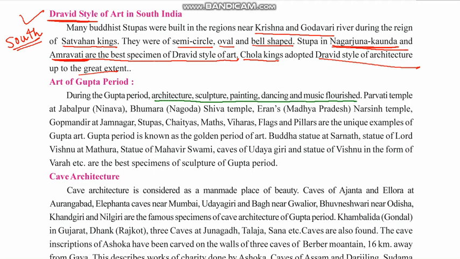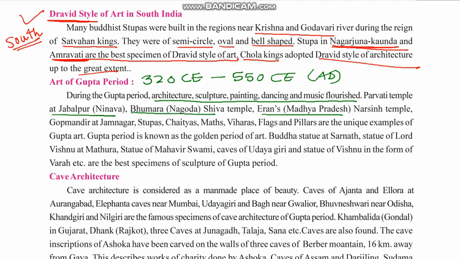The Gupta period is considered to be from 320 CE, that is Common Era, to 550 CE, in simple words AD. So this is the duration when the Gupta dynasty ruled India. Parvati temple at Jabalpur, Bhumra Shiv temple, Eran in Madhya Pradesh. So these are very important places, you need to remember them.